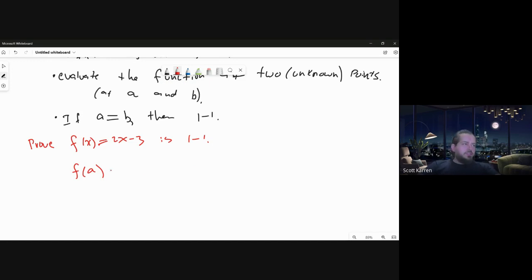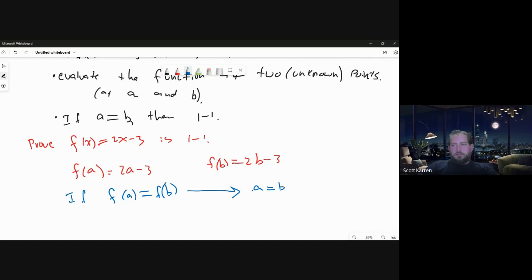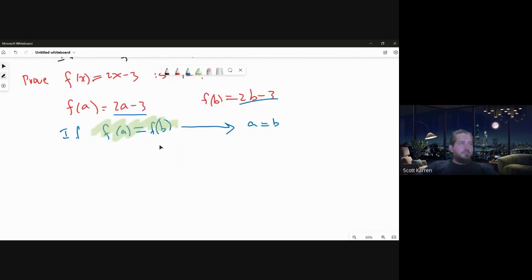So f of a is 2a minus 3. And f of b is 2b minus 3. Right? And so the point is that I want to show if f of a is equal to f of b, right? This is our assumption. We're going to assume that f of a is equal to f of b. Then the only conclusion is that a has to be the same thing as b, right? So we start here. We assume f of a is equal to f of b, and so I set f of a, which is 2a minus 3, equal to f of b, which is 2b minus 3. So we make that assumption.